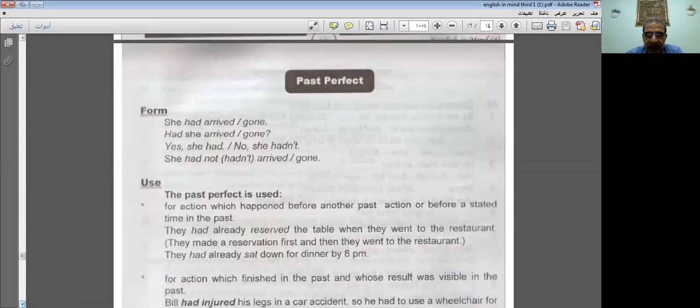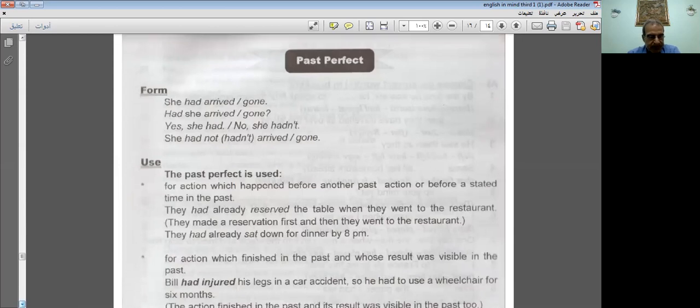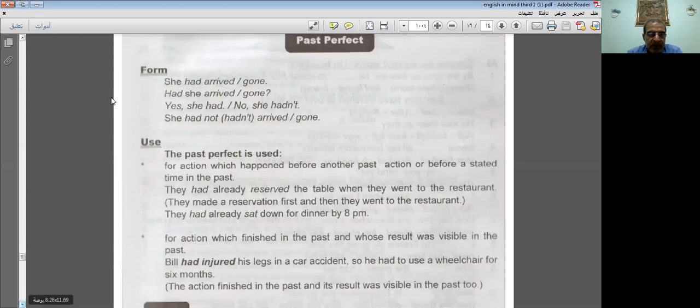Past perfect, as you know, is formed by using had plus the past participle. If we have a regular verb, you just add d or ed or ied, but if the verb is irregular, you have to memorize it. And this is the negative: you put not after had.